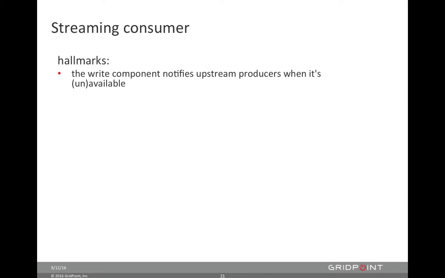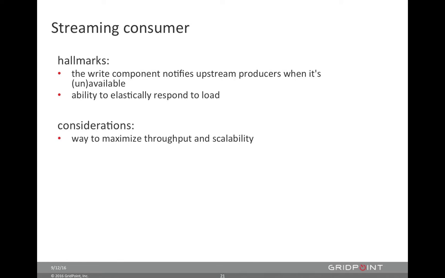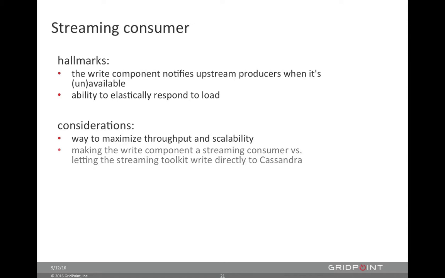And finally, we have streaming consumer semantics. This is potentially where you want to get to eventually, at least in a near real-time use case. Now the write component notifies upstream producers when it's available or unavailable. It's active rather than passive. It can signal back pressure. It has the ability to elastically respond to load, so it gives a way to maximize throughput and scalability based on the responsiveness of the Cassandra cluster. And then there's the question of whether we're making our custom write component a streaming consumer or we're letting the streaming toolkit write directly to Cassandra.